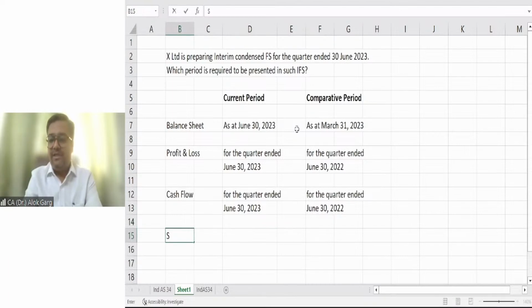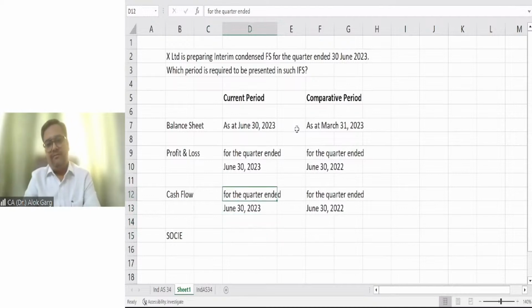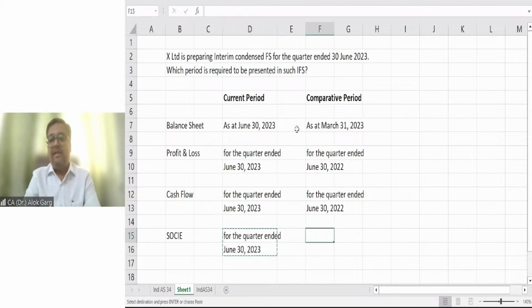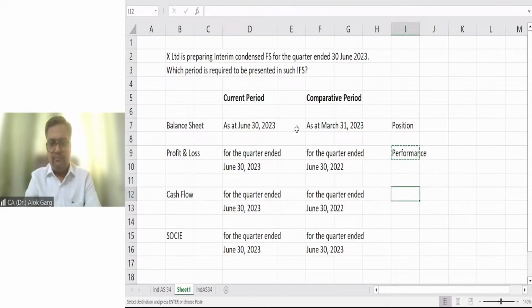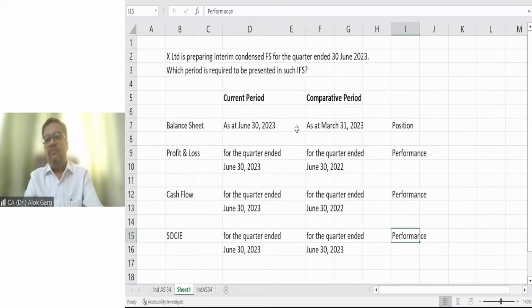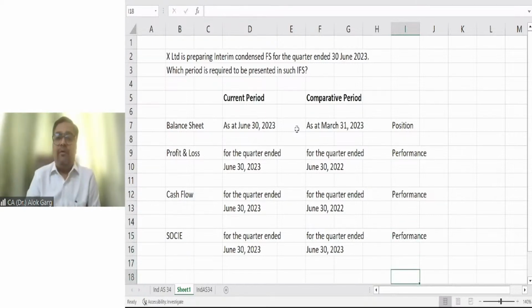What about statement of changes in equity? It is again for the quarter. Statement of changes in equity is again for the quarter, right? It is again a performance. So balance sheet shows the position, but all other components show the performance. All other shows the performance, right?